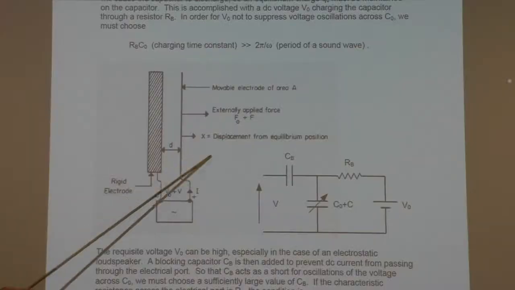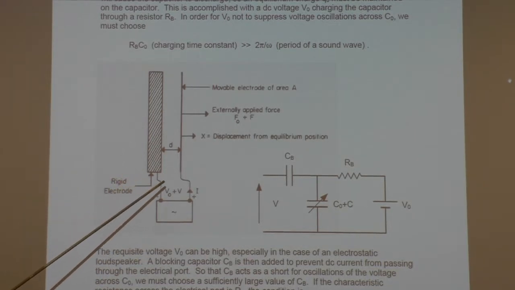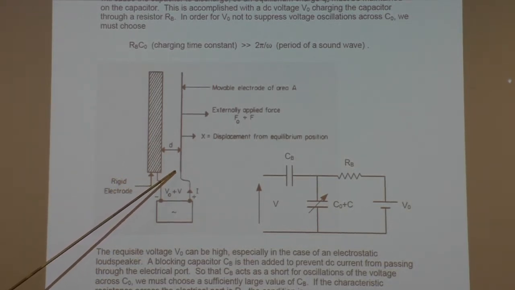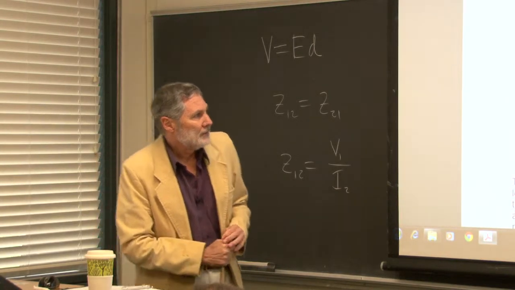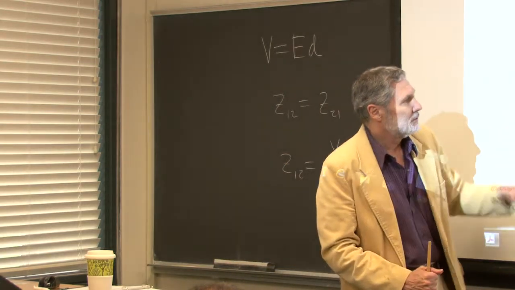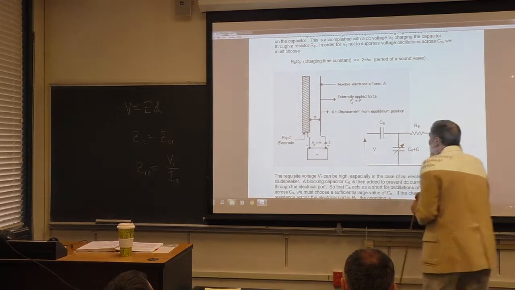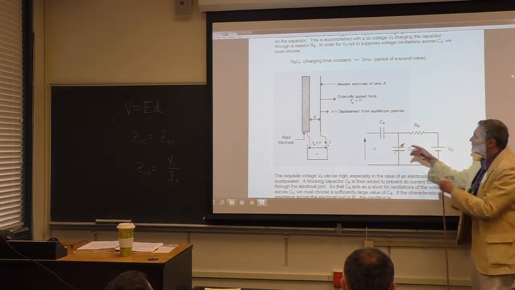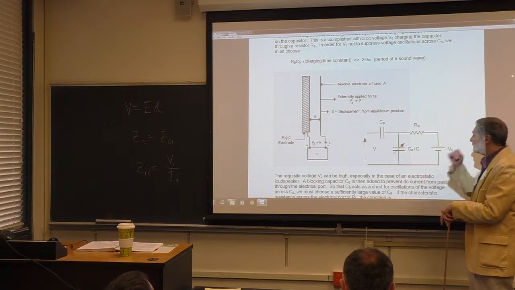Now, this is from the textbook, and I naturally looked into this because, from a practical point of view, how do you keep the charge on here constant? Humidity will discharge it. Well, you've got to have a DC source here, as we mentioned. But there's a problem. Here's my variable capacitor. Think of this as a microphone here.